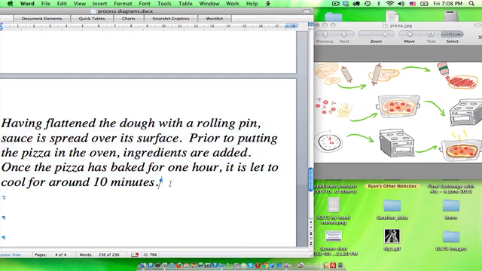Having flattened the dough with a rolling pin, sauce is spread over its surface. Prior to putting the pizza in the oven, ingredients are added. Once the pizza has baked for 1 hour, it is let to cool for around 10 minutes. Now, what happens when we don't vary our language, when we keep using these sorts of forms one after the other, is you start to sound very robotic.